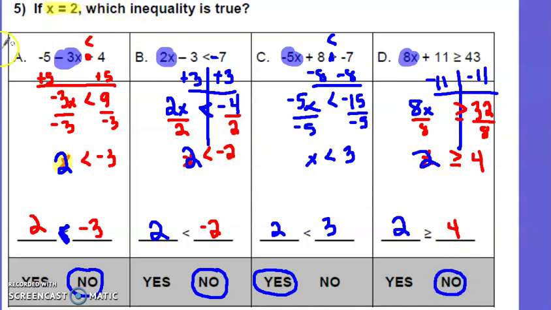So the answer to this is a multiple choice question. So the answer to this is going to be C. C is our answer to this. And when you see a problem like this, which you will see on your homework and you will see on your test, this is how you need to solve them.